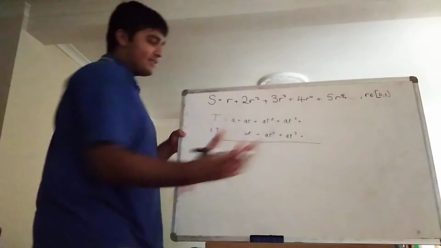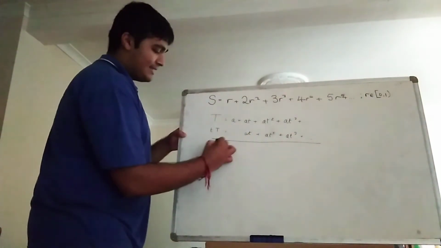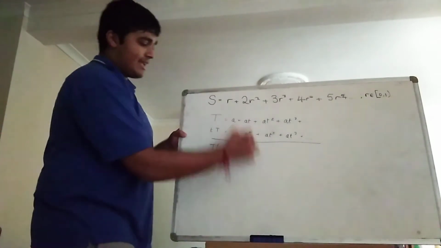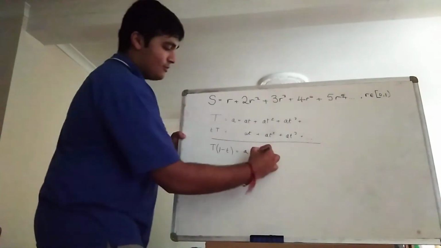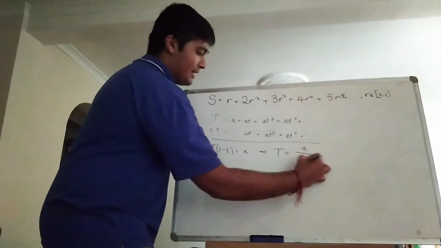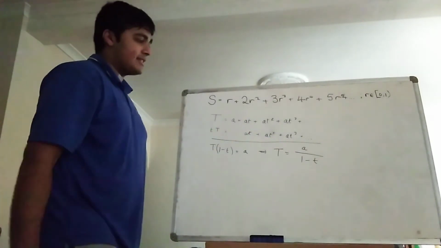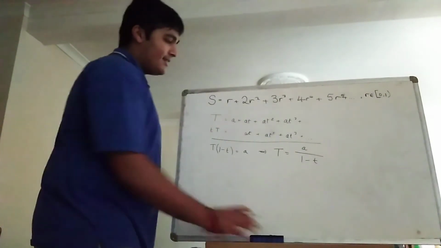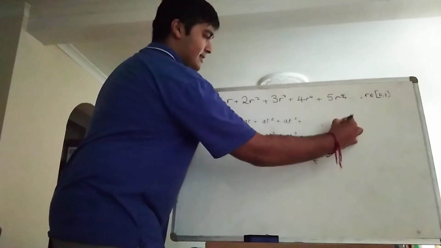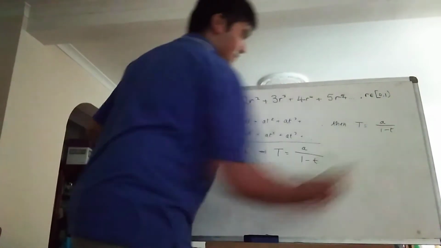And then if I look at the difference of these two things here, T minus little t times T is just T times 1 minus t, like so. And on the right hand side I just get a, and therefore dividing both sides by 1 minus t gives me big T equals a over 1 minus little t. That's just a standard formula for a geometric series. I've just derived it quickly there. So T equals a over 1 minus t. Okay, cool.